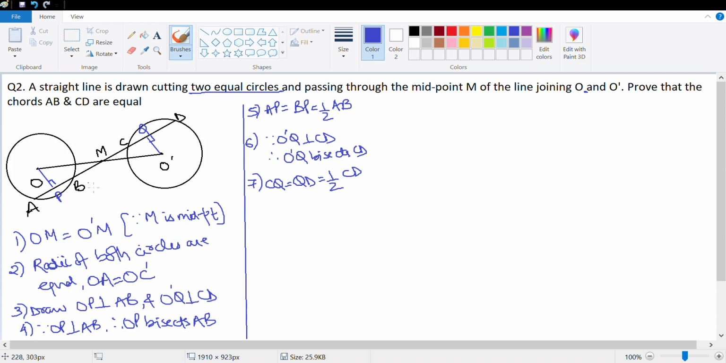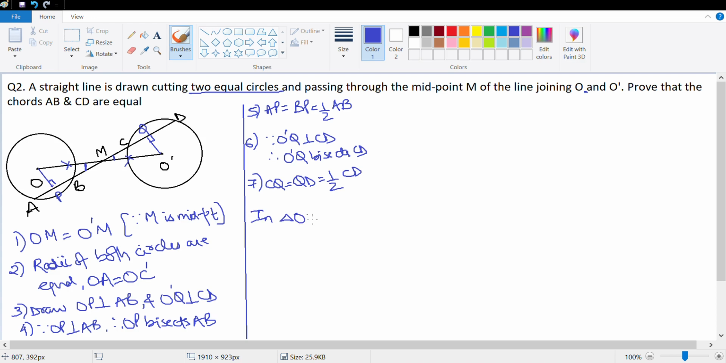Now let's see if we can prove these two triangles congruent. If I can prove these two triangles congruent, then I should be able to get some part equal. Let's see. If I look at these two triangles, I have one angle equal, vertically opposite. I have a 90-degree equal. Anything else that I have? Yes, OM and O dash M are equal. So I have an angle, angle, side. Let's just write this down.